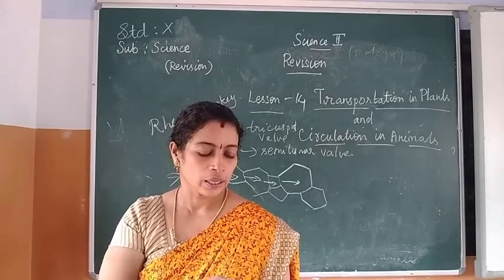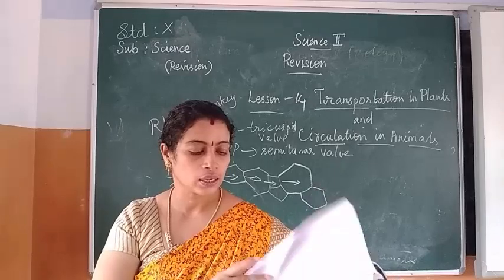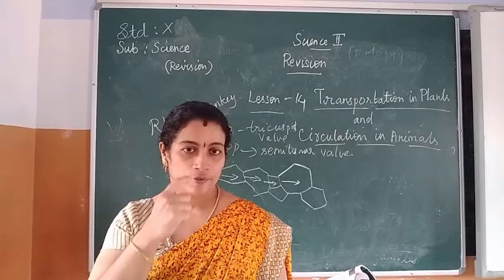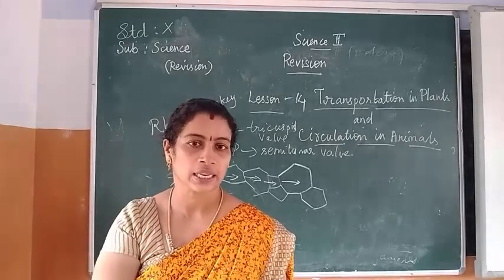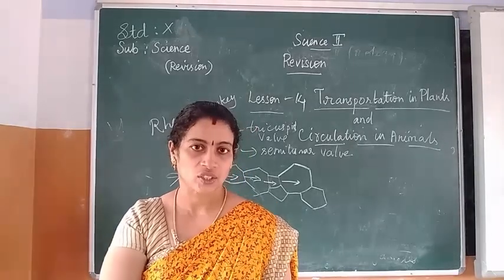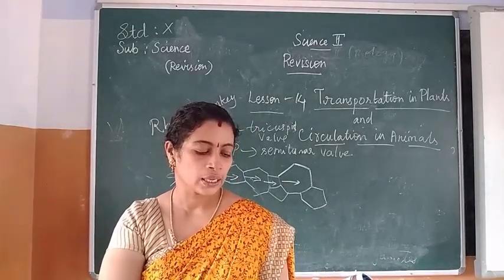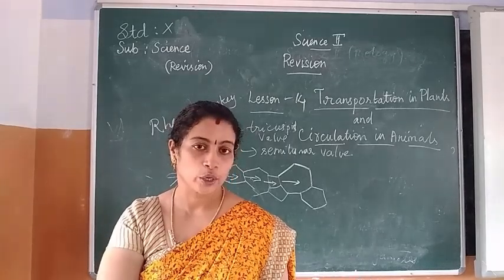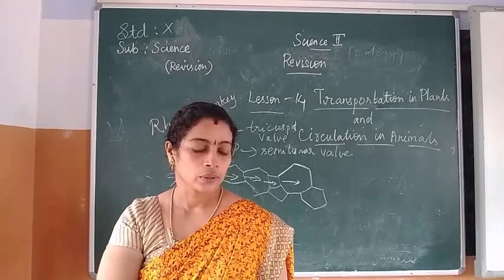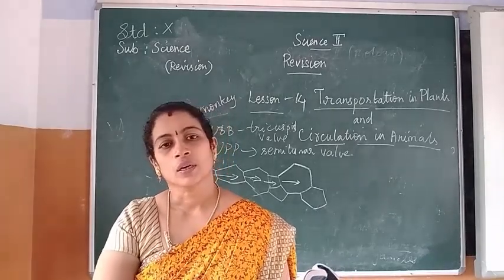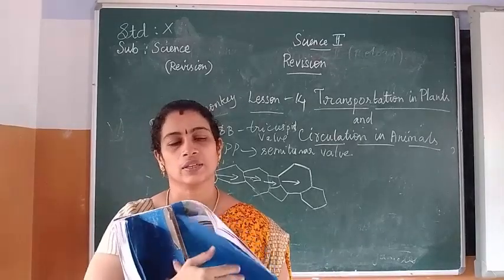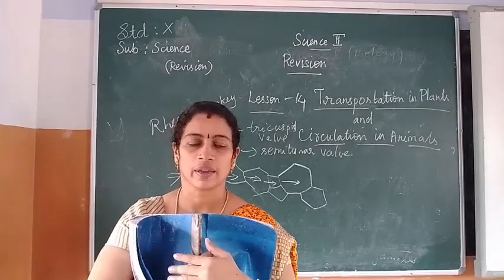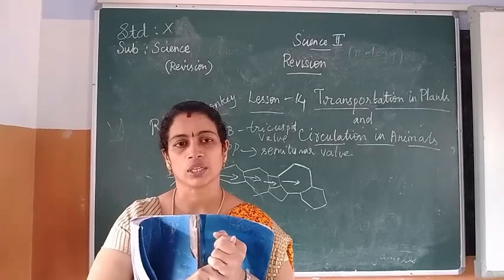If the question asks specifically how they are structurally different, you have to write the structural points: distributing vessel, connecting vessel, pink in color, red in color, deep location, superficial location. These points are enough when it is asked structurally. But when it is asked to write the difference between arteries and veins, write the functions also, the main functions.